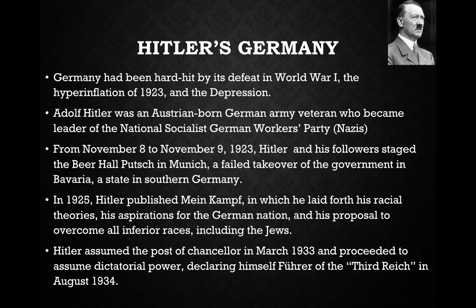He became the leader of the National Socialist German Workers' Party, aka the Nazis, and led them in an unsuccessful uprising in Munich in 1924. In 1925, while he was in prison, he wrote Mein Kampf, My Struggle, in which he laid forth his racial theories, his aspirations for the German nation, and his proposal to overcome all inferior races, including the Jews.